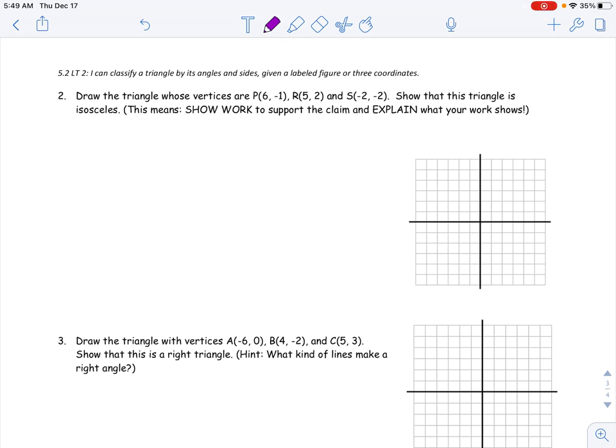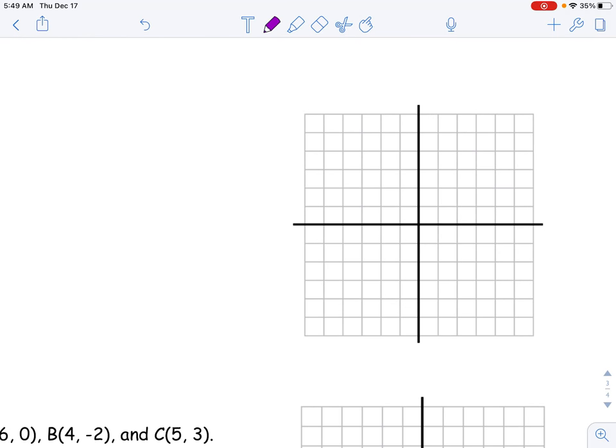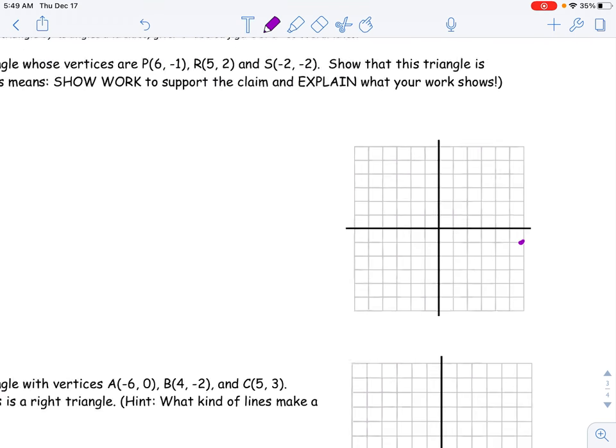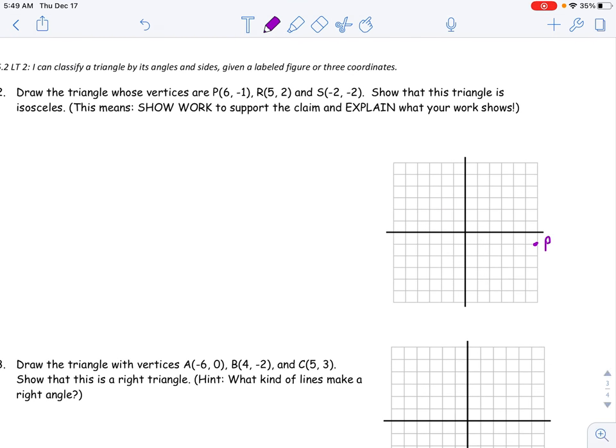Alright, draw triangles whose vertices are P(6, -1), R(5, 2), and S(-2, -2). So let's go ahead and just plot these points. 6, so 1, 2, 3, 4, 5, 6. 6 to the right, 1 down. That was P. R is 5, 2. 1, 2, 3, 4, 5. R is up there. And then S is -2, -2.